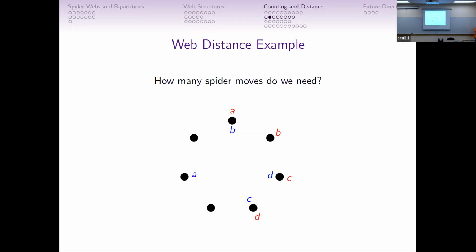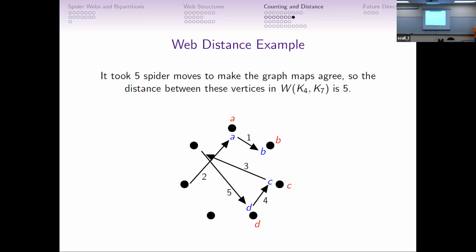So let's take an example. How many spider moves do we need to get these to agree? Well, B is in the way of A, so we can move that into place first. And then now we're open to put A where it goes. C and D are mutually blocking each other, so we've got to move one of them out of the way. So let's get D out of there. Now we're open to move C into place, and finally, we can put D where it goes. And so overall, that took us 5 moves, so we know that these vertices are distance 5 apart in the spider web.